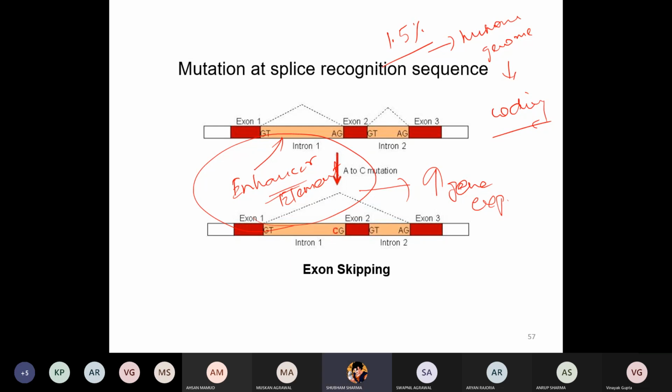Sir, how is exon skipping affecting the trait of a person? Can you repeat your last statement? Sir, if a person is suffering from a mutation at the splice recognition sequence, how will it show in his trait, like his behavior? Okay, yes. Basically, what are exons actually doing?